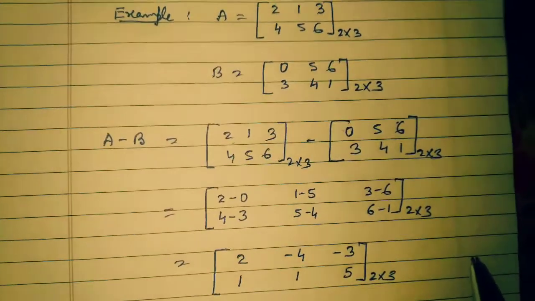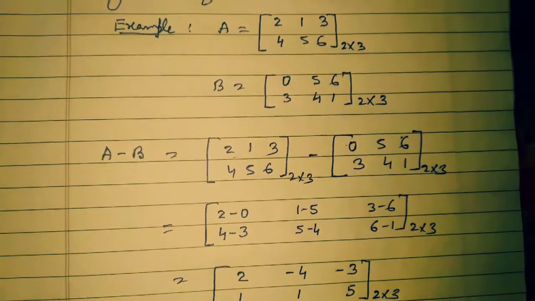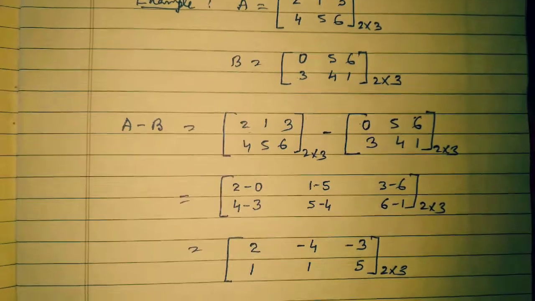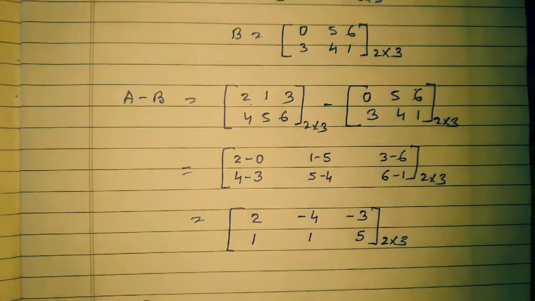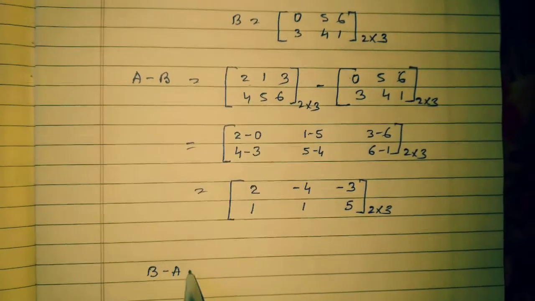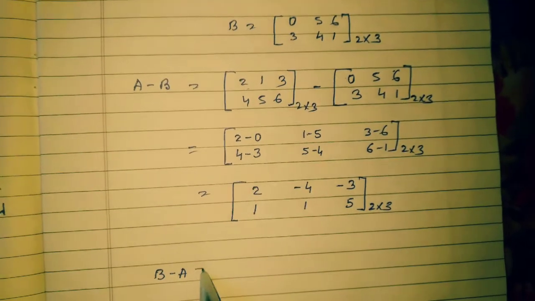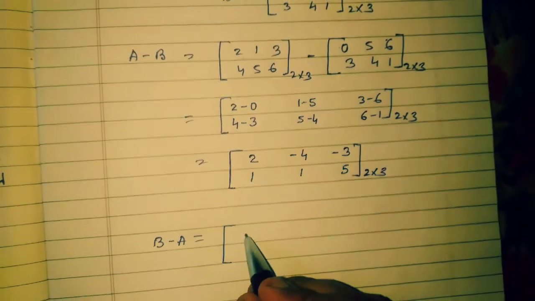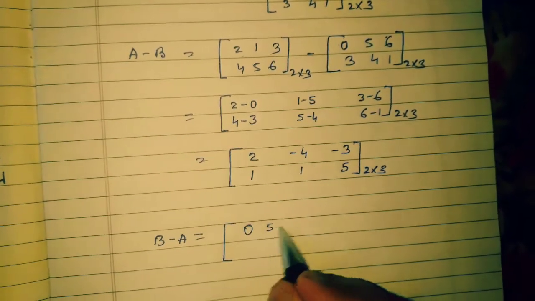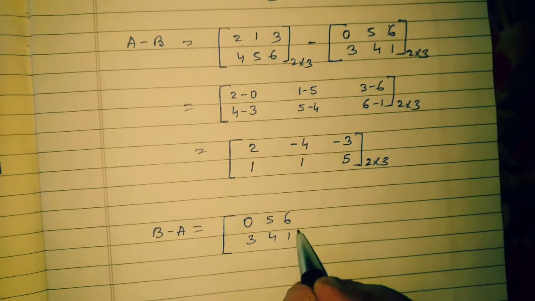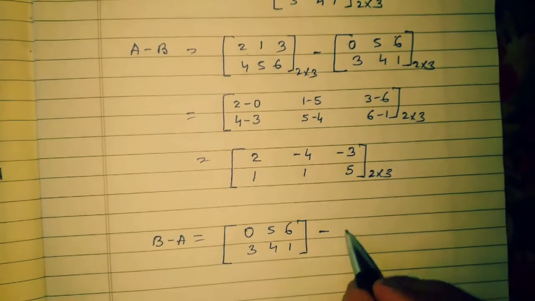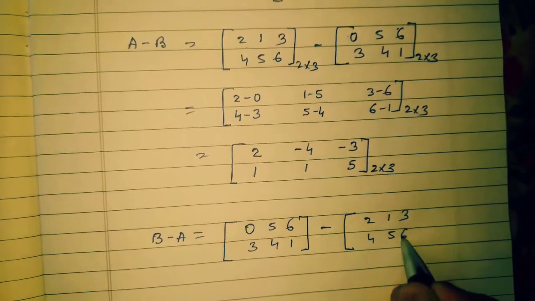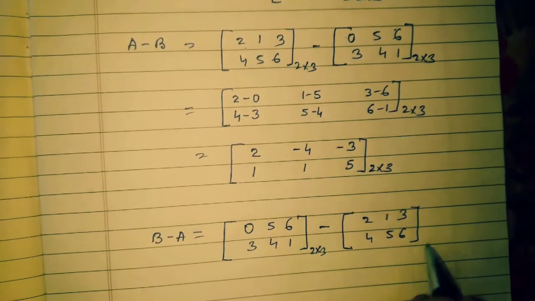Addition is commutative and associative also, but subtraction is not commutative, because when we find B minus A, we'll see what the value is. B is 0, 5, 6, 3, 4, 1 minus the value of A, which is 2, 1, 3 and 4, 5, 6. Both are again 2 into 3 matrices.